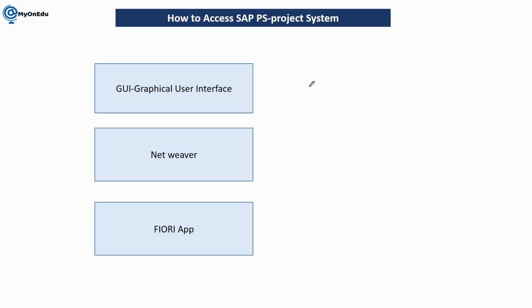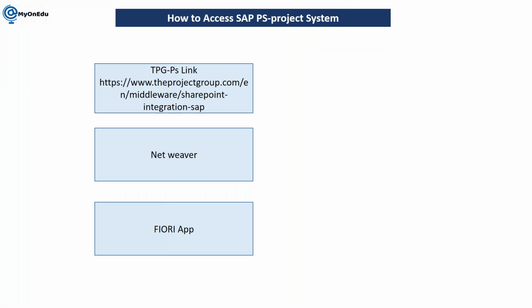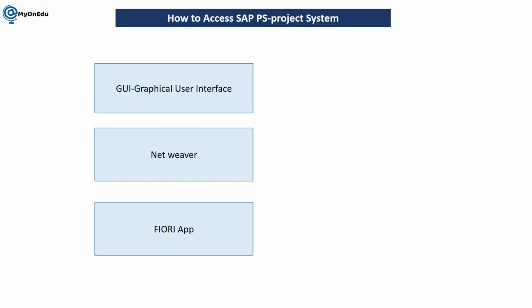So in SAP, we have three different ways. One is the GUI, graphical user interface. Second is NetWeaver, and third is the Fiori app. The graphical user interface has transactions. So whenever you are going to execute any transaction, it will have a transaction code. So you need to use the transaction code to execute any transaction.